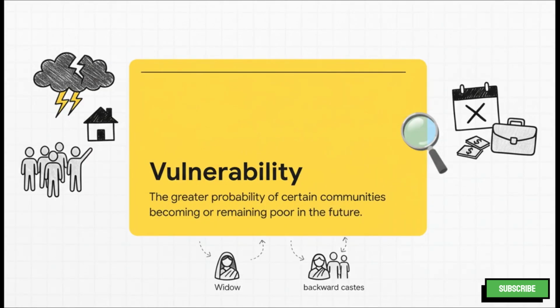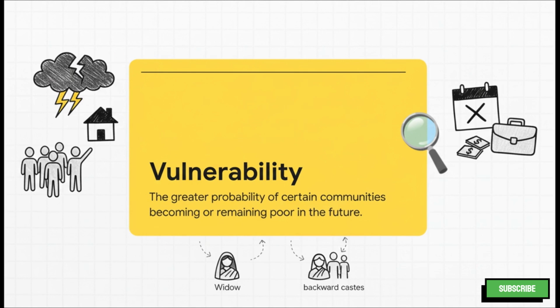And that brings us right to a related concept, vulnerability. This basically describes the higher probability that certain communities, think widows or members of backward castes, have of becoming poor or staying poor in the future. You can almost think of it as risk exposure.